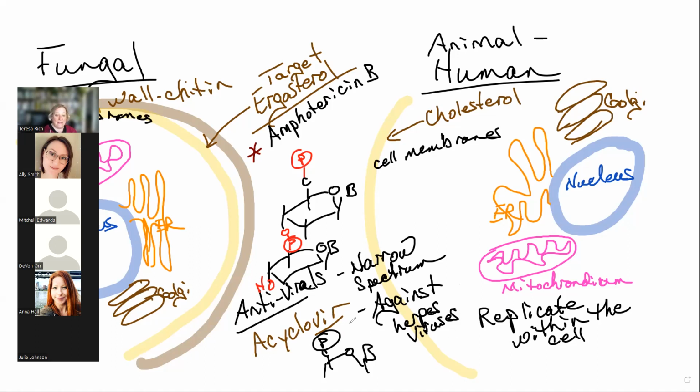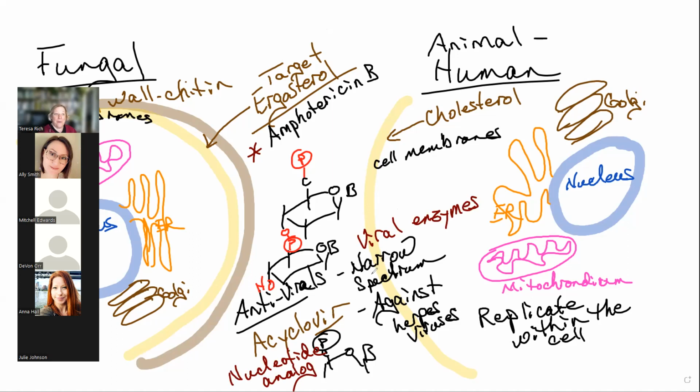So I want you to know acyclovir as our example of an antiviral. But what I want you to know about antivirals is they're narrow spectrum and they target viral enzymes, unless they're like acyclovir and they are a nucleotide analog. So that's mainly what we have as far as antivirals.